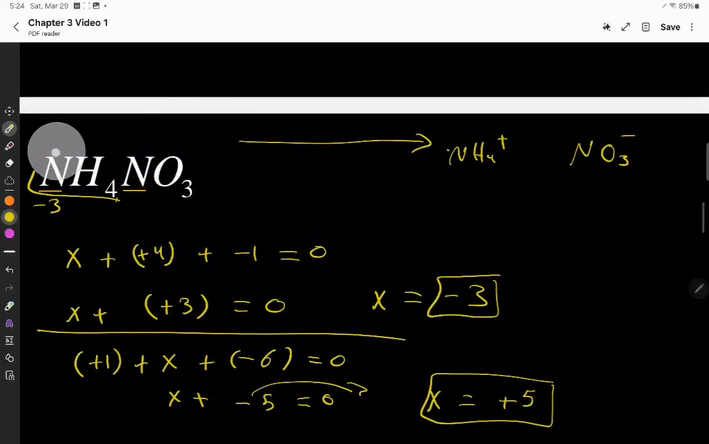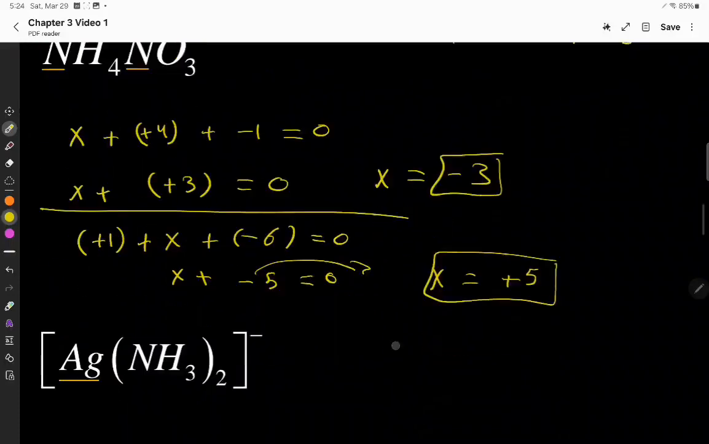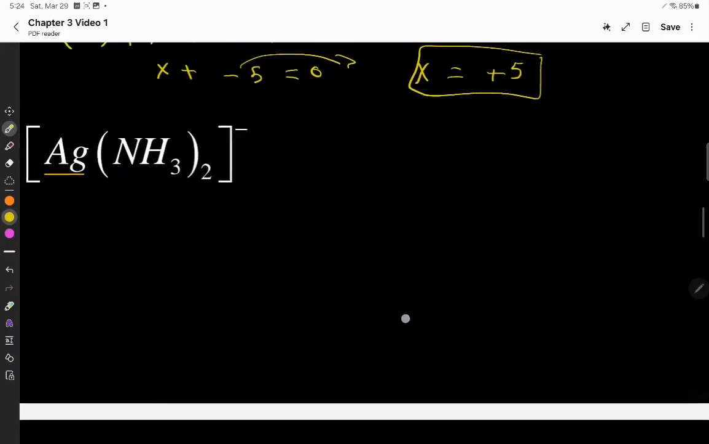The first one equals negative 3. The second one equals positive 5. So what is the oxidation number of nitrogen in this compound? It is negative 3 and positive 5. Let's see another example here.